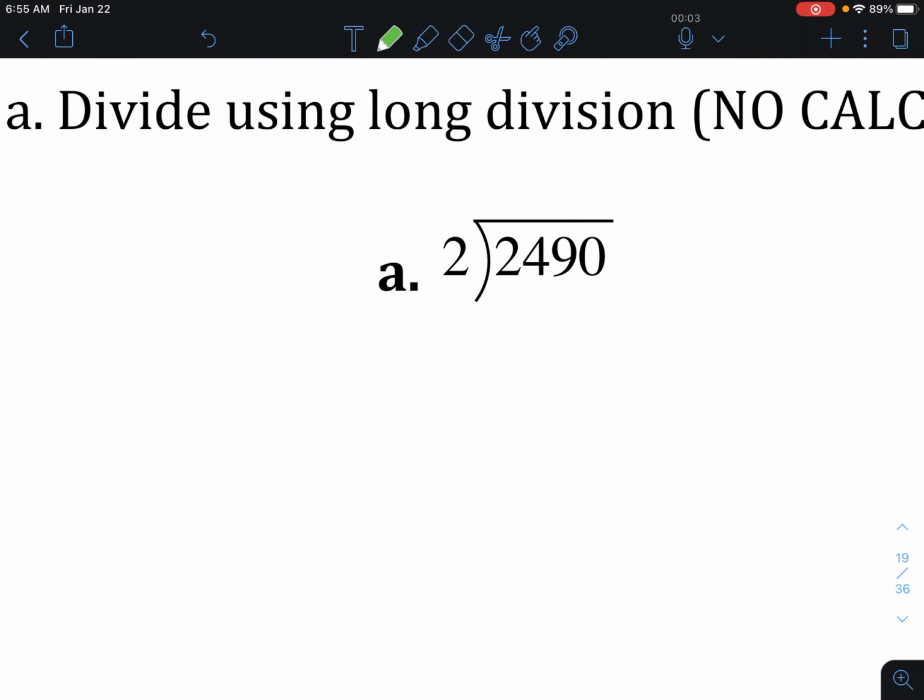So remember, this is 2,490 divided by 2. You start with the first term. 2 divided by 2 is 1. Then you go back and multiply 1 times 2. Put it here is 2 and subtract. And the next number comes down. Then 4 divided by 2 is 2. Go back and multiply 2 times 2 to get 4 and subtract that. It's nothing. Bring down the next digit 9.